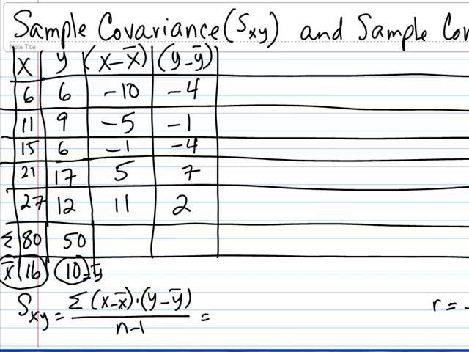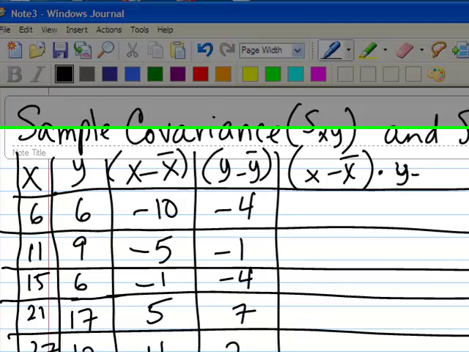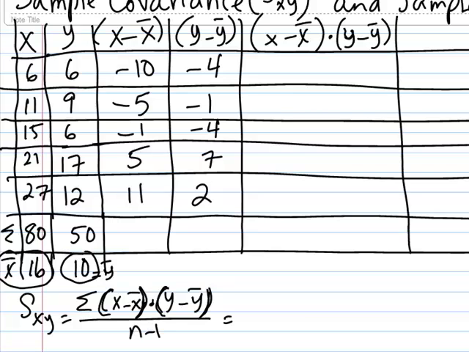The next thing is, as the formula says, we need to multiply the differences that we just computed. So the x minus x bar column must be multiplied by the y minus y bar column. Therefore, negative 10 times negative 4 is 40. Negative 5 times negative 1 is 5. And then we have 4 and 35 and 22. Then we need to sum it all up.